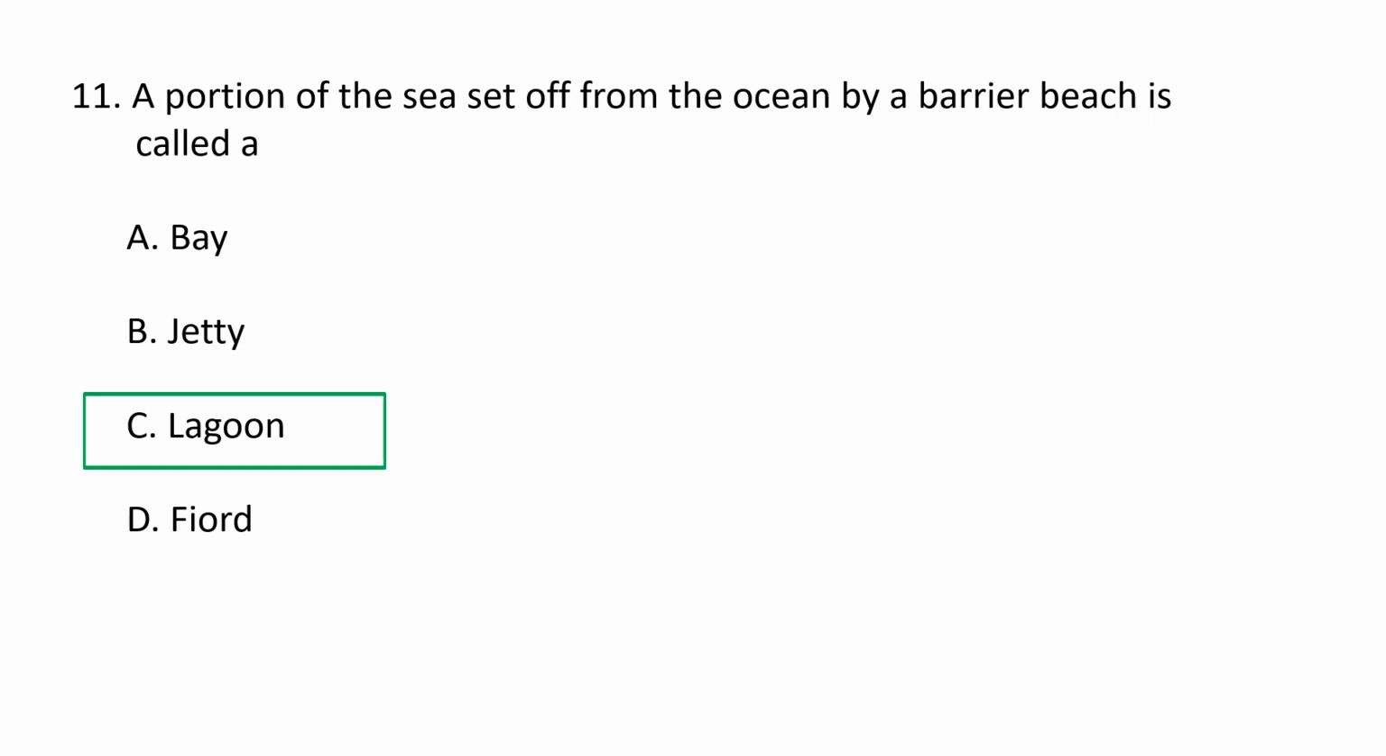These lagoons are often called estuaries and bays or even lakes. Coastal lagoons are sheltered by sandbars or barrier islands. A portion of the sea set off from the ocean by a barrier beach is known as a lagoon. C is the correct option.